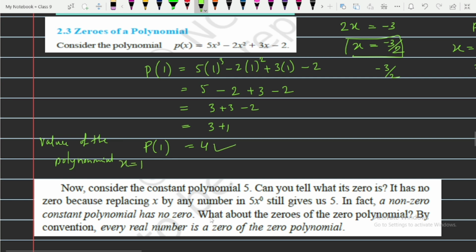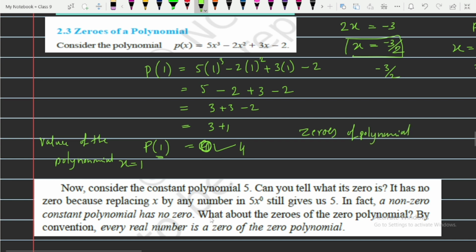If the value of the polynomial at x equal to 1 comes to 0, then this 1 is called a zero of the polynomial, but here we are not getting 0, we are getting 4. So it is just the value of the polynomial. If the value of the polynomial is 0 at some value of x, then that value is said to be a zero of the polynomial, okay. Zeros of a polynomial, right?